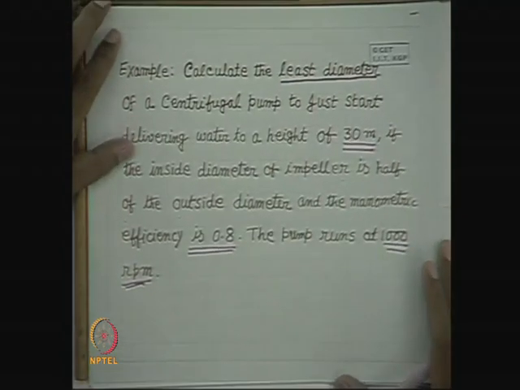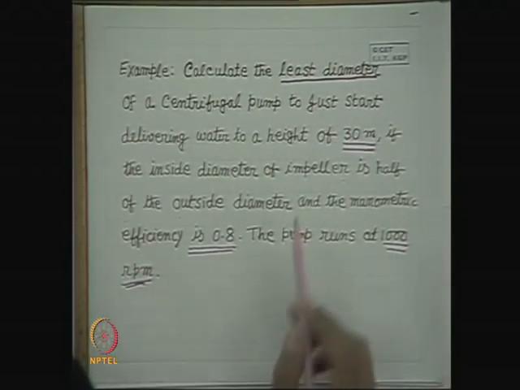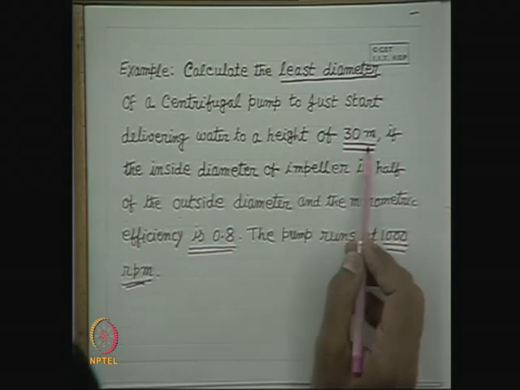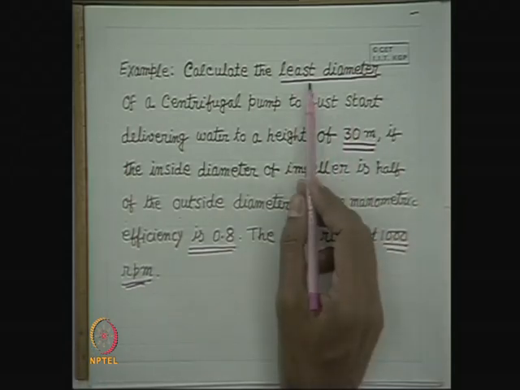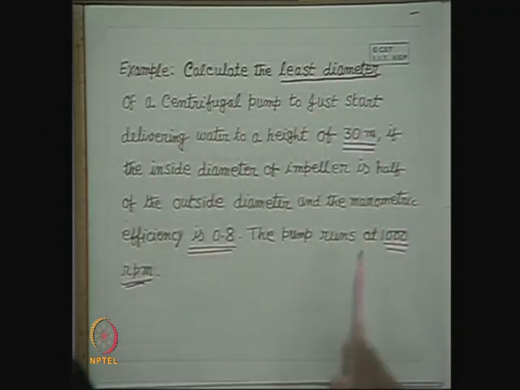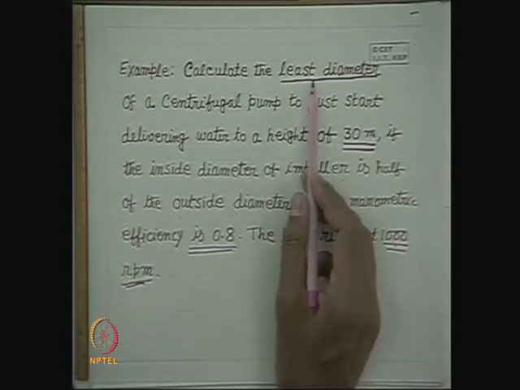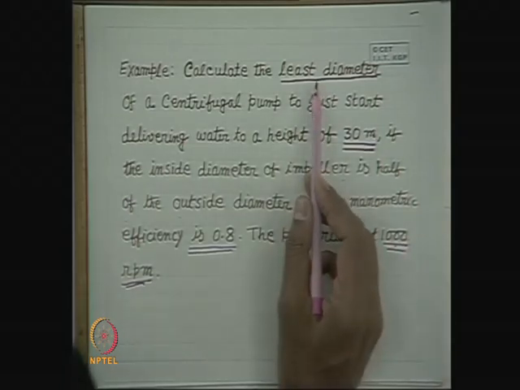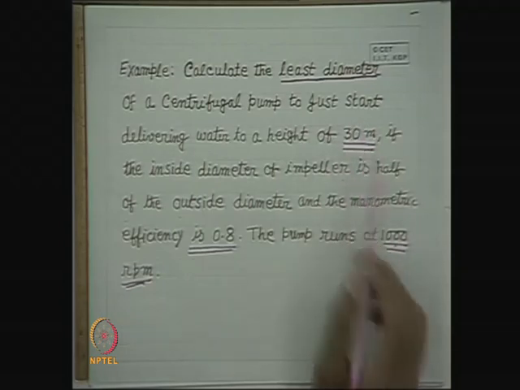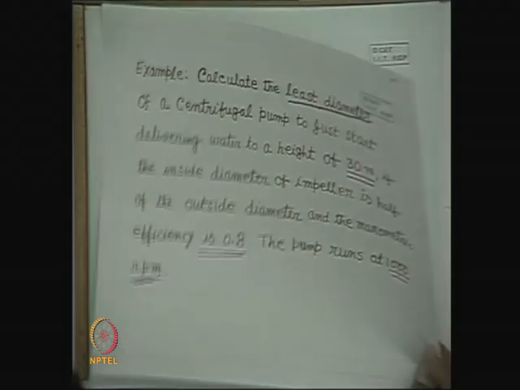Well, so now again coming back to the example of this problem, the pump runs at 1000 rpm. That means if a pump has to start to lift water to a head of 30 meter, the pump cannot start without a minimum diameter. Calculate the minimum diameter, that means the impeller diameter, if the RPM is fixed. So there has to be a minimum diameter below which the pump cannot start working. That means this lift of 30 meter is not possible. So, how to solve this problem?